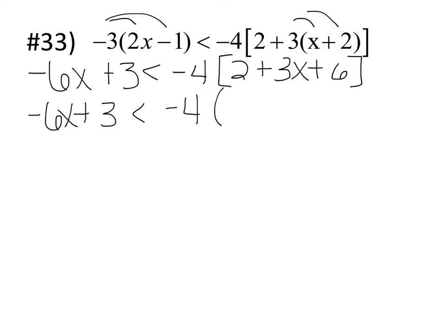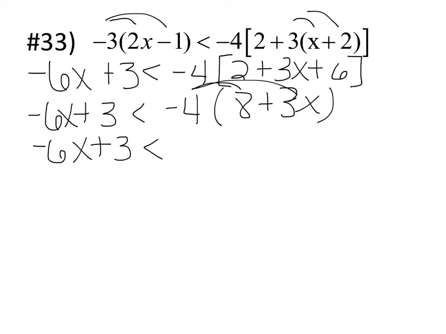2 plus 6 is 8 plus 3x. Now we'll distribute that. Still leave your left side alone. Haven't done anything to it. Negative 4 times 8 is negative 32. Negative 4 times 3x is negative 12x. Now we're going to move our smaller to our larger. Now you're going to want to think this is your smaller, but negative 12x is actually smaller than negative 6x.